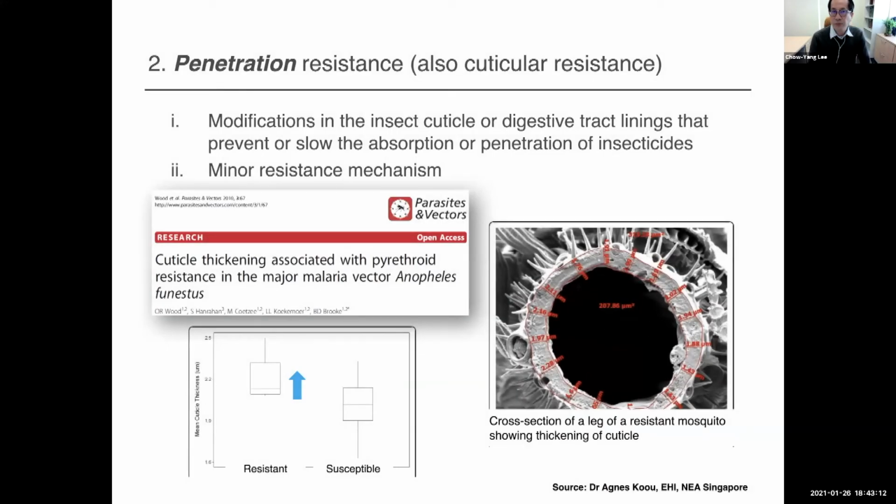Next, it's penetration resistance. As Audrey mentioned before, this is referring to modification of the insect cuticle that becomes thickened. It will slow down the absorption or penetration of insecticide into the insects. This is, again, at this moment of time, considered a minor resistance mechanism.